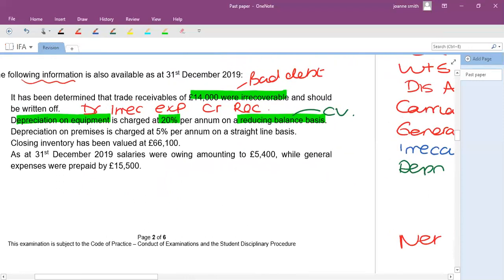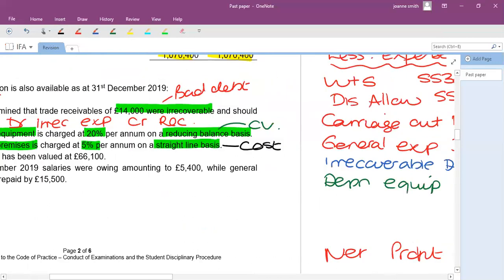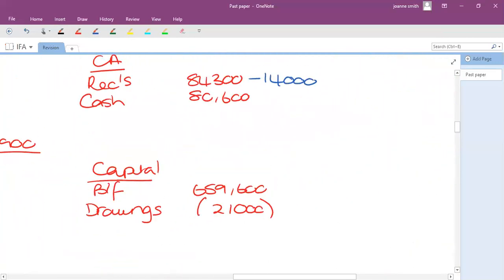Adjustment number 3 is still depreciation, but now we're looking at the premises. Now this one's easier because it's 5% on a straight line basis. Straight line means it's based on the cost of the asset. So it's the same charge every single year based on what you paid.